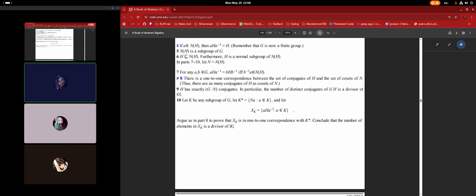We're going to talk about chapter 15 next time, right? Chapter 15, quotient groups. Yeah, I took a peek at that already, and it's actually kind of interesting.